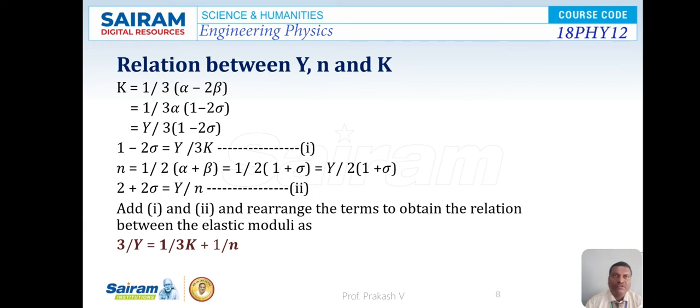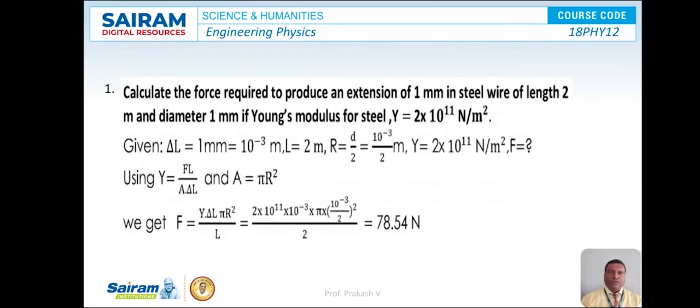So this is the relationship between Young's modulus, rigidity modulus and bulk modulus. Calculate the force required to produce an extension of 1 millimeter in a steel wire of length 2 meter and diameter 1 millimeter, if Young's modulus for steel is Y equal to 3 into 10 to the power of 11 Newton per meter square.